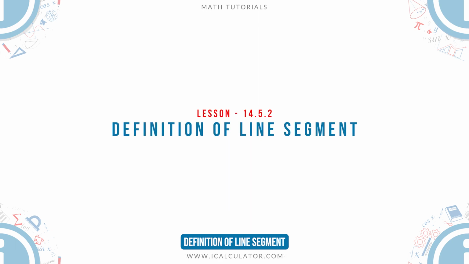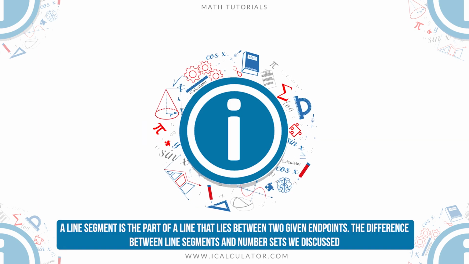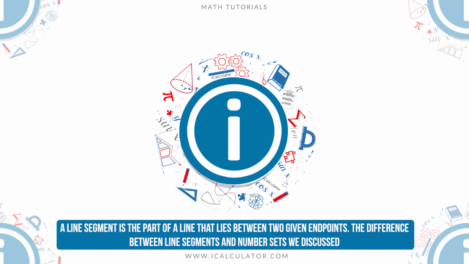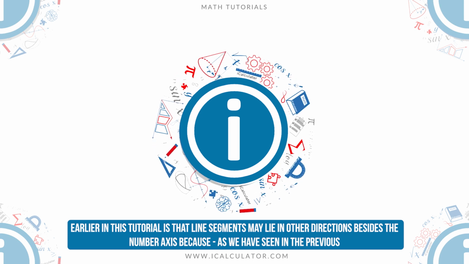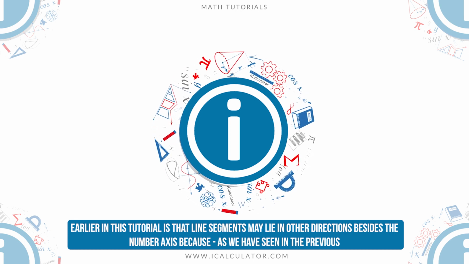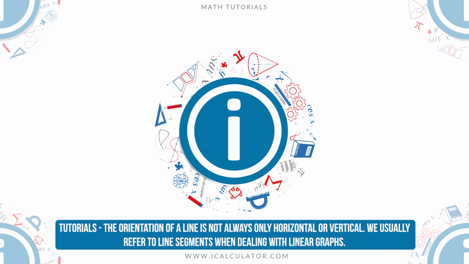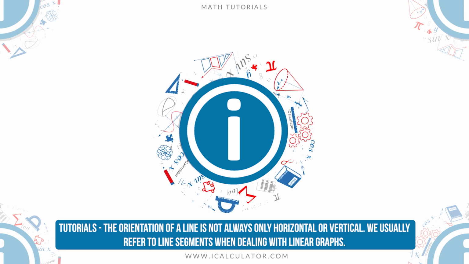Definition of line segment. A line segment is the part of a line that lies between two given endpoints. The difference between line segments and number sets we discussed earlier in this tutorial is that line segments may lie in other directions besides the number axis because, as we have seen in the previous tutorials, the orientation of a line is not always only horizontal or vertical.